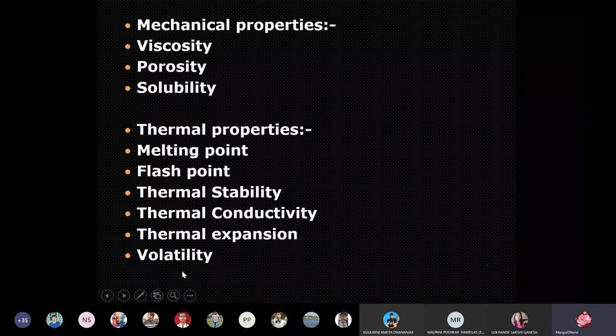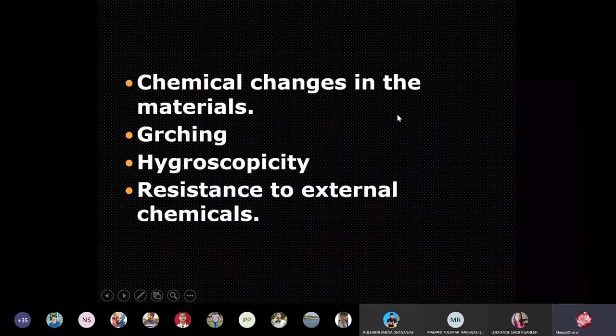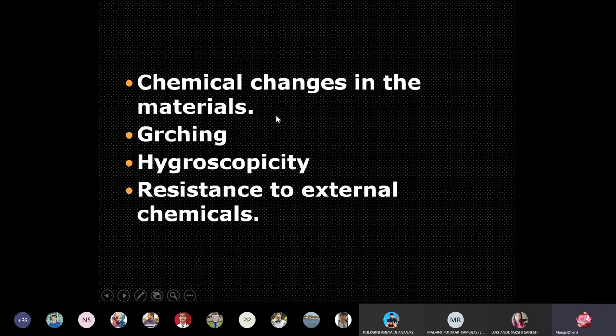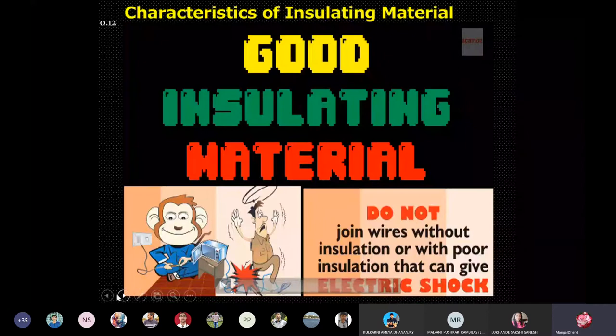Chemical properties are also important. Otherwise, suppose you are using paper in your insulating material, and at a high temperature that paper has chemical reactions with the electrode. Some liquid is created due to the chemical reaction, and that chemical liquid will cause damage to the device. It is not required. So chemical stability has to be there. Hygroscopicity, resistance to external chemicals. So just see this, and then with each particular material, we will go on seeing what its properties are.